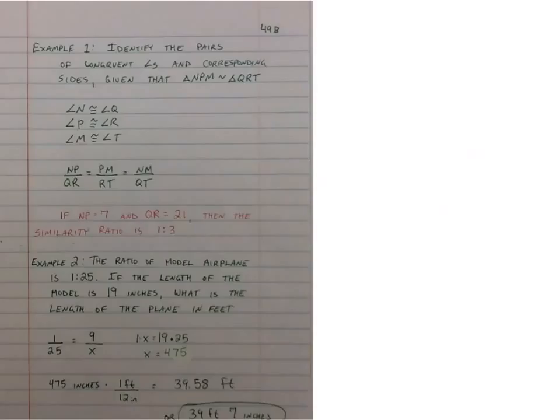Continuing our notes on to page 49B, I've provided two fairly concise examples of this section. Example 1, identify the pairs of congruent angles and corresponding sides given that triangle NPM is similar to triangle QRT. And there's a new symbol for us, similar. So it's just like the squiggle on top of the congruency mark, or one of the squiggles of approximately equals to. So the similarity occurs with triangle NPM and triangle QRT.